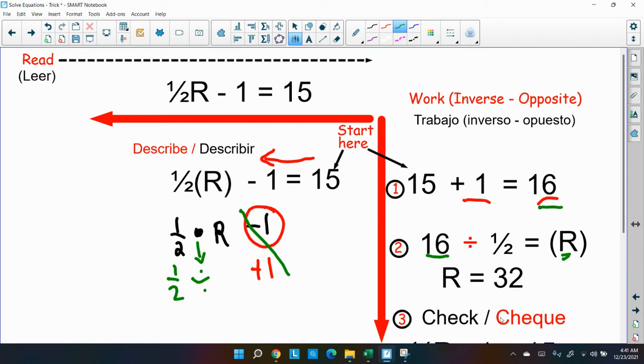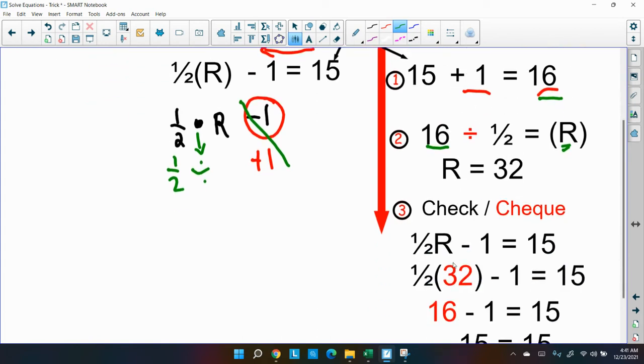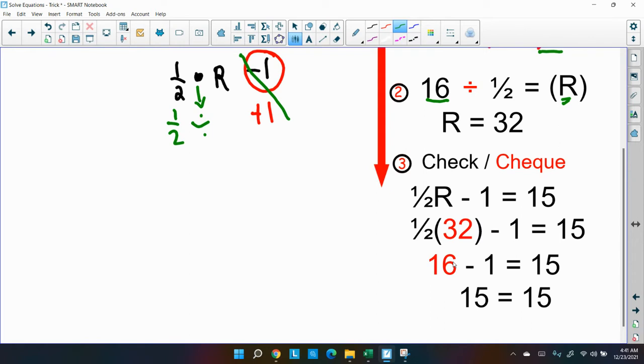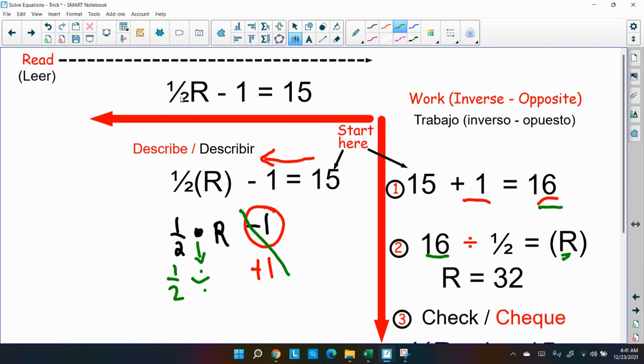I get my calculator if you want to. 16 divided by 1/2 is equal to 32, by the way. So my answer for r is 32. But my third step should be to check to see, is this correct? So I'm going to go back up to the original example, and I took a copy of it.